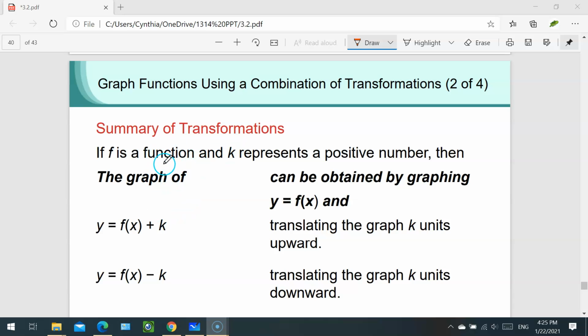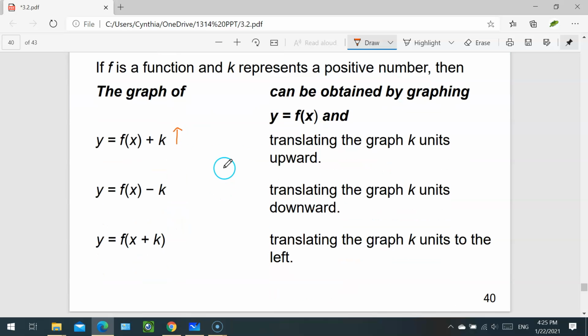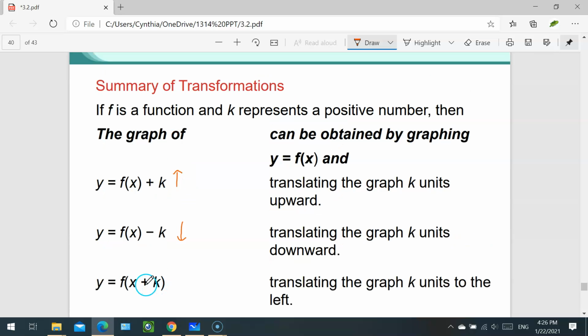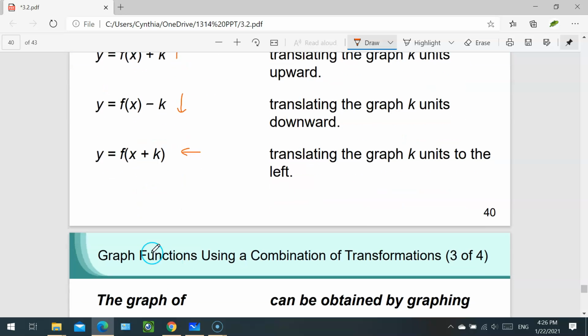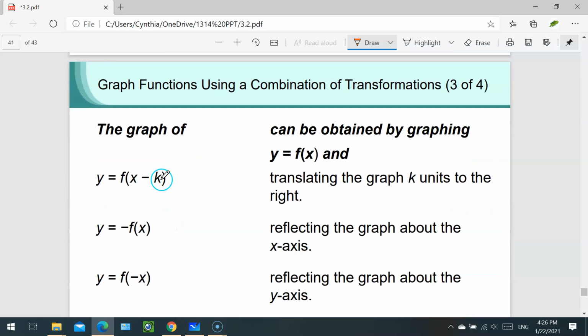Summary of transformations. When we have a transformation based on the basic function y equals f of x, when you add a k outside, you deal with a vertical translation: plus k goes up k units, minus k goes down k units. When you add a k inside the parentheses, that means you deal with a horizontal translation: plus k means the graph shifts to the left k units.